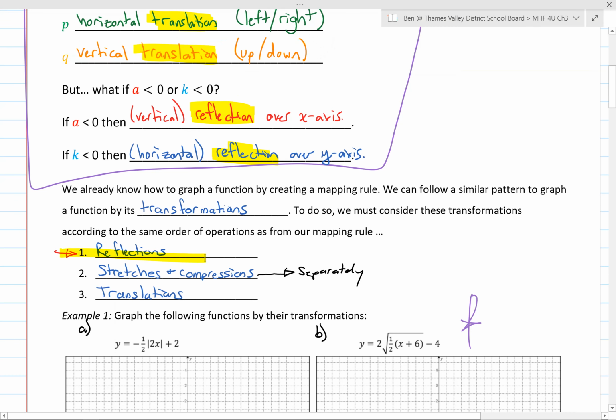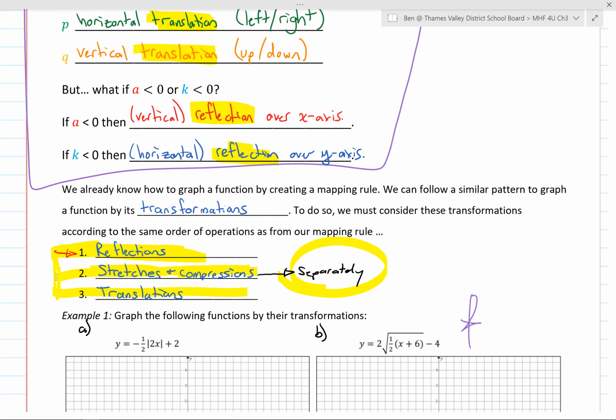Now, we would have a little bit of leeway if you wanted to work with your stretches and compressions first, you could, but I like to keep it nice and simple. So we will start off with our reflections, then we'll work on our stretches or compressions. And when you're working on these, each of these categories of transformations has two different types of transformations, right? Horizontally and vertically. You can reflect vertically or horizontally. You can stretch or compress a function horizontally or vertically, and you can translate a function horizontally or vertically.